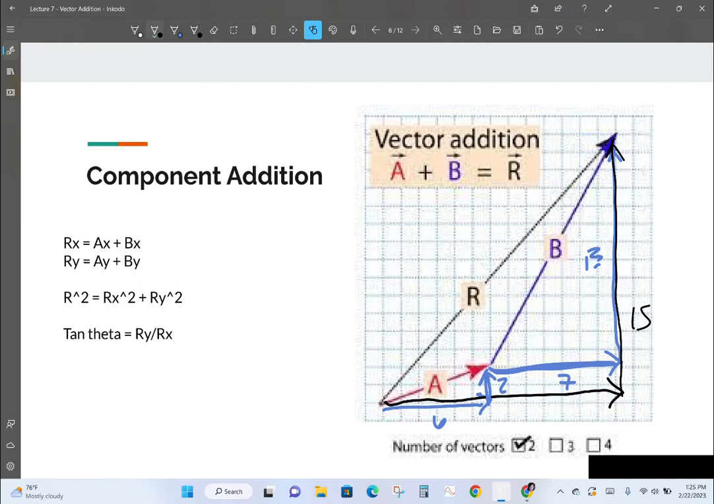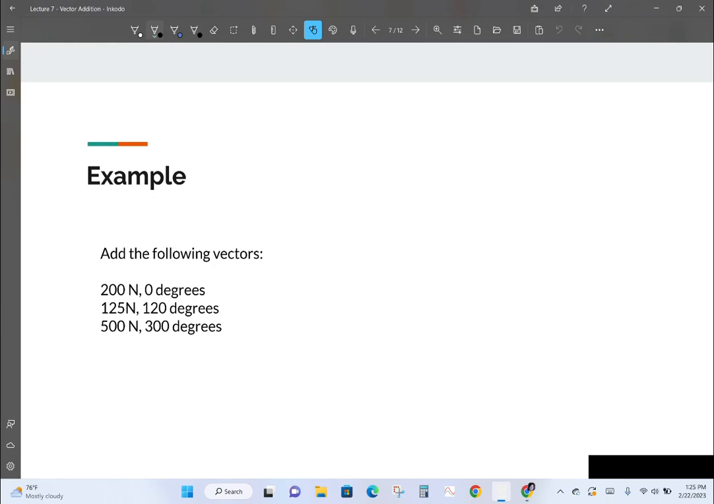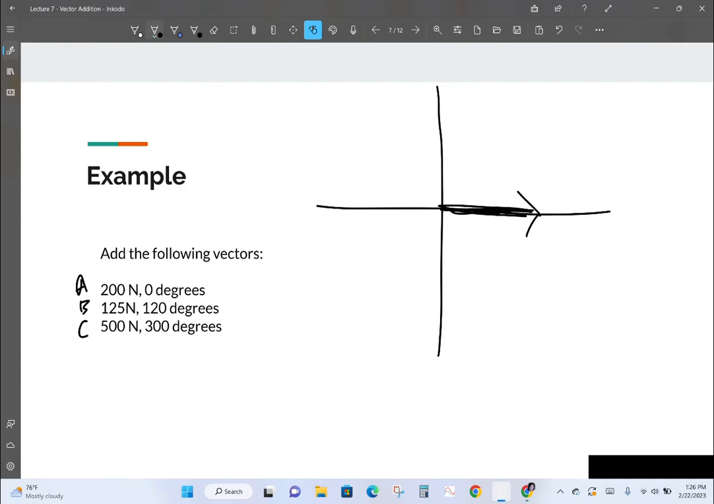So let's do an example. So I'm going to draw a vector diagram for you of this. Okay, we've got vector A, vector B, and vector C. So vector A is 200 at 0 degrees, so it looks like this. 200 at 0 degrees, okay? Vector B is 125 at 120. So 90 degrees is here, so it's like 30 degrees off of 90, and it's not as long. It's like 125. So that's it.